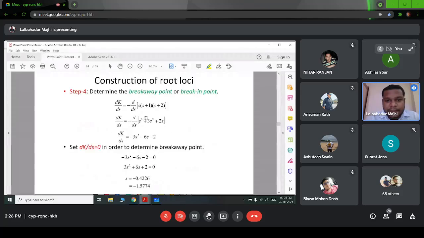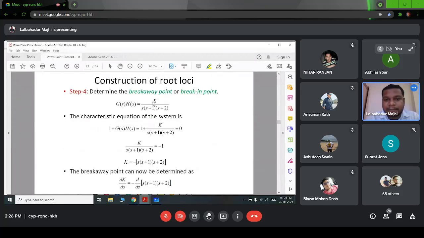Okay, so in this example, the same transfer function. We have given G(s)H(s) equal to k by s into s plus 1 into s plus 2. So we have to make dk by ds equal to 0, right? For that we have to find the value of k in terms of s because we are going to use the derivative with respect to s. From the characteristic equation, 1 plus k by s(s+1)(s+2) equal to 0, we can find that k is equal to minus s(s+1)(s+2).